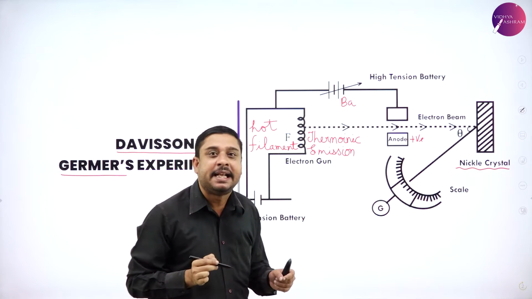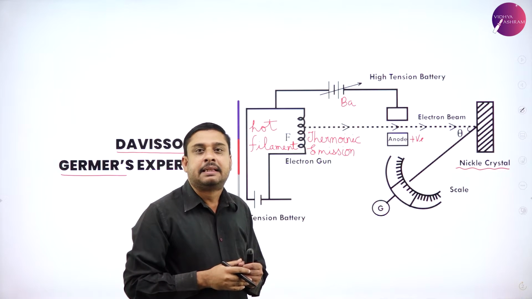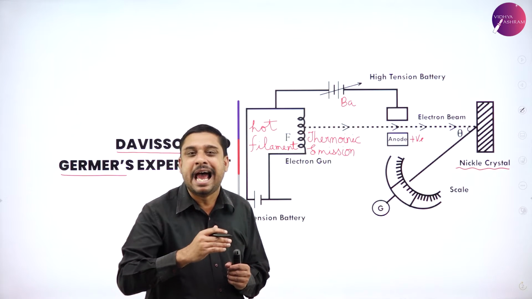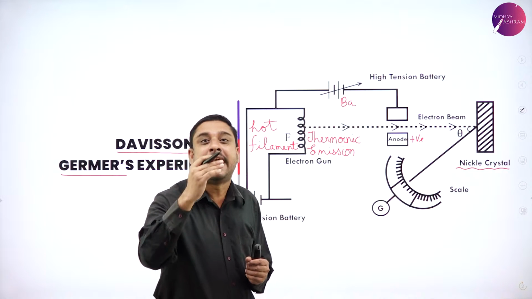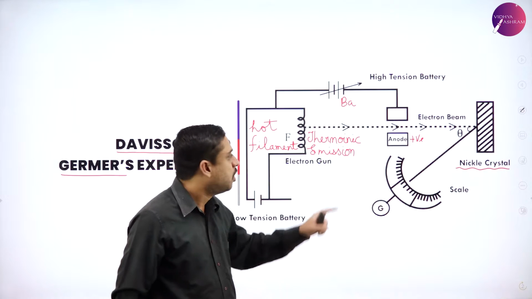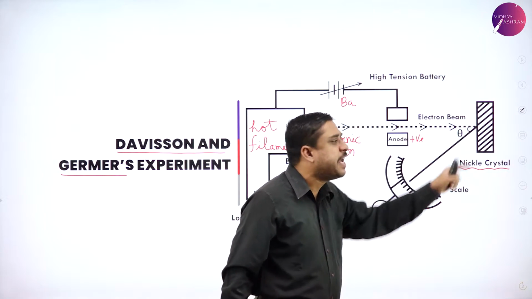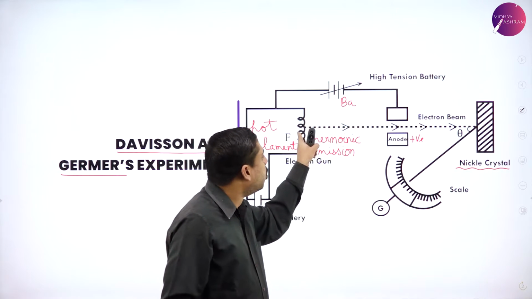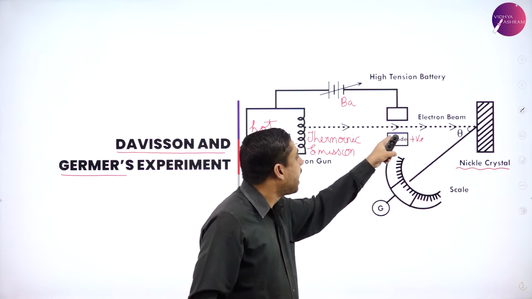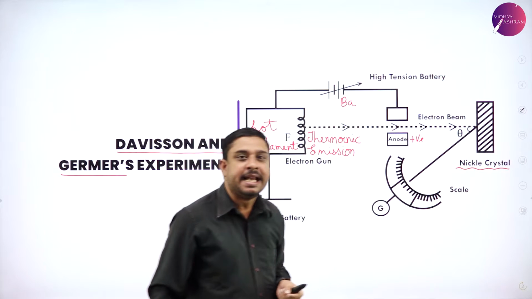So the filament F gets heated up. Thermionic emission is taking place. Electrons are liberated from this heated filament, collimated into a very fine path, move in a very fine path by applying positive potential and strike the nickel crystal.